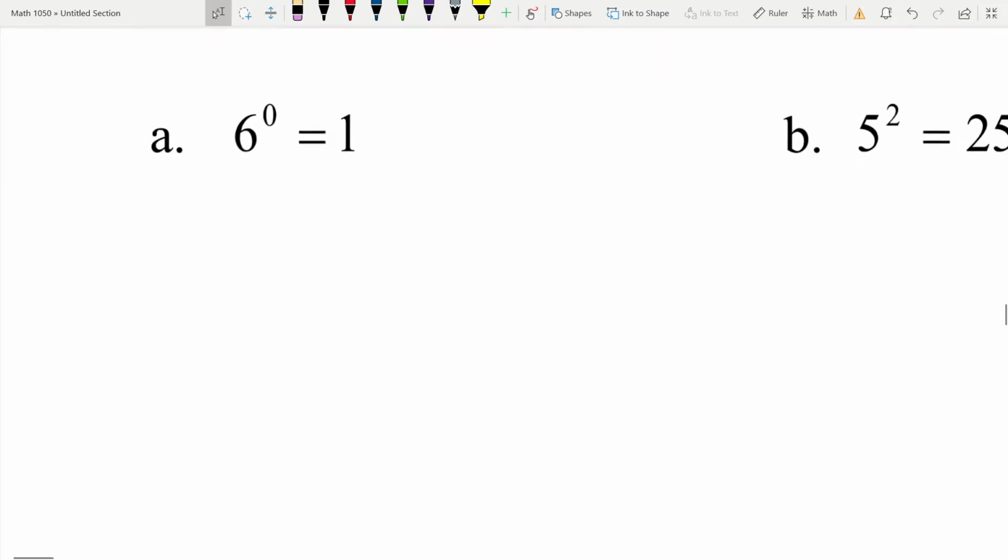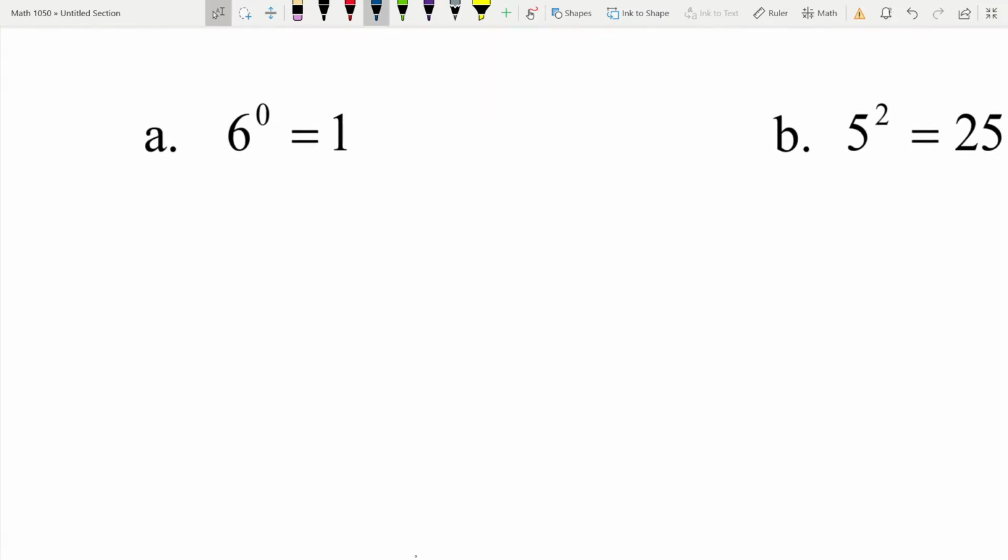Okay, so they give it to us in exponential, and they want to write it in log. So everybody write the word log.